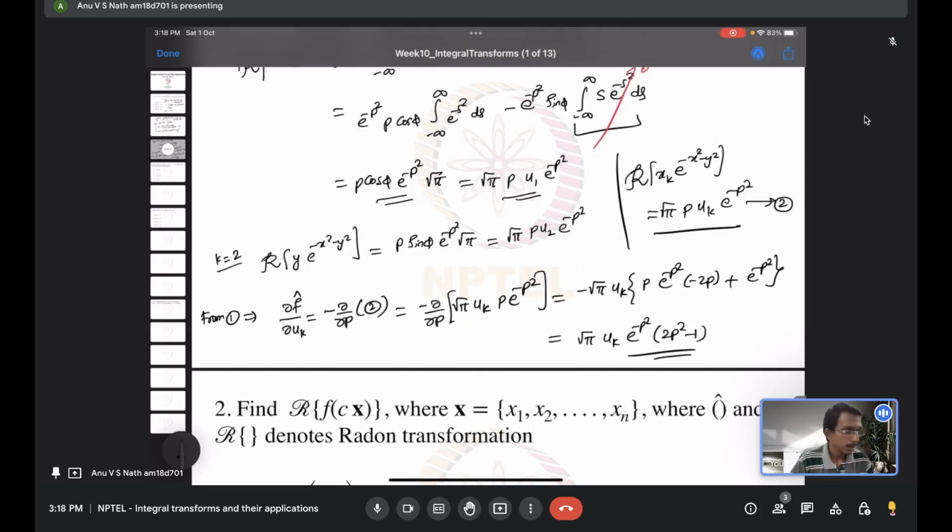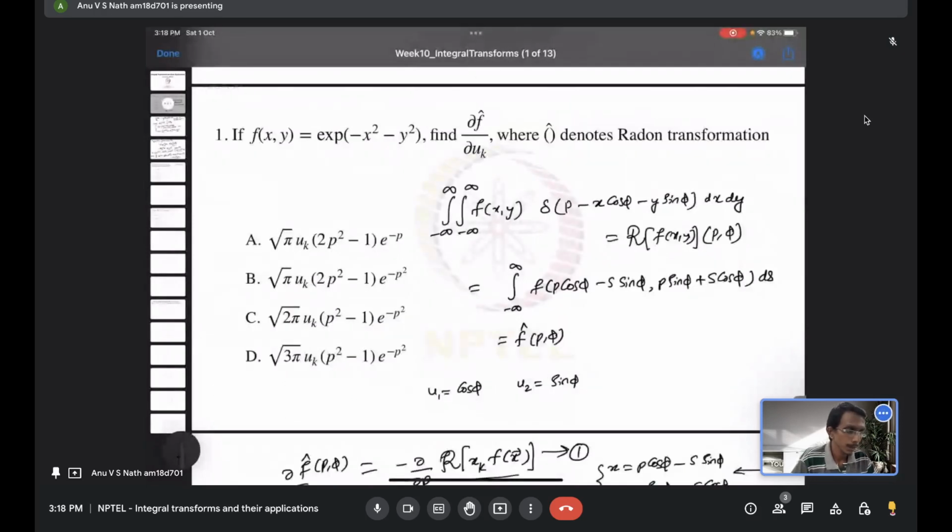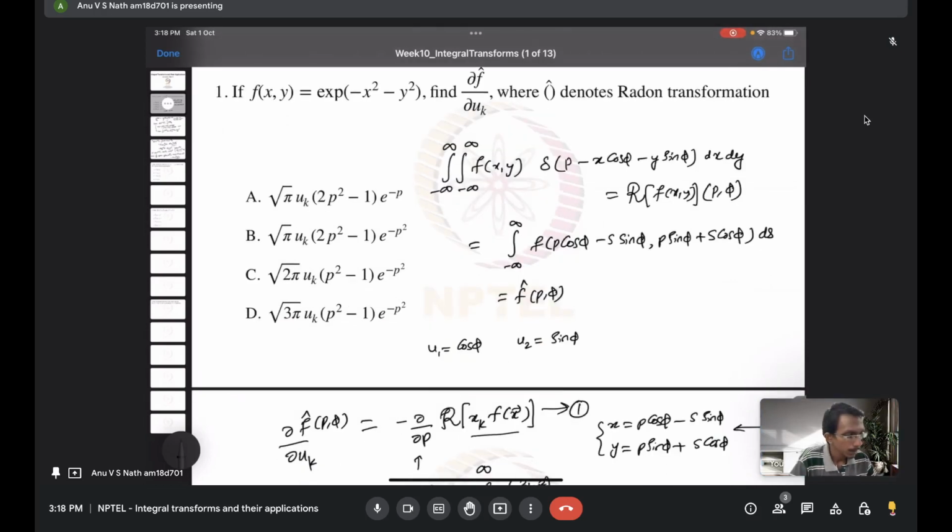So this is how you can evaluate what is asked in the question, dou f cap by dou uk. So is this clear? Yes, sir, it is clear, sir. Okay, good. So I think option B is the answer.